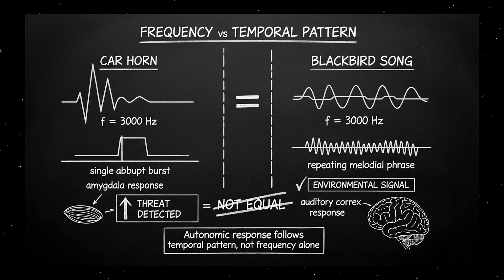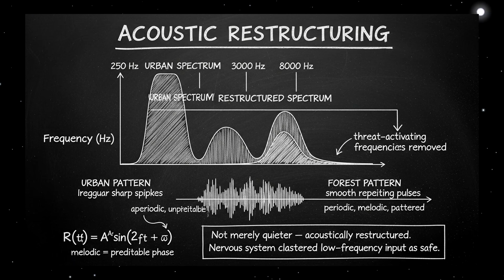A car horn at 3000 Hz is a single abrupt burst. The amygdala classifies it as potential threat. A blackbird singing at 3000 Hz is a repeating melodic phrase. The auditory cortex classifies it as environmental signal, non-threatening. The frequency is similar. The temporal pattern is entirely different, and the autonomic response follows the pattern, not the frequency alone. What this creates is an acoustic environment that is not merely quieter, it is restructured.